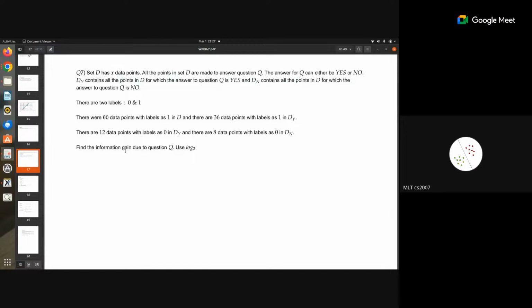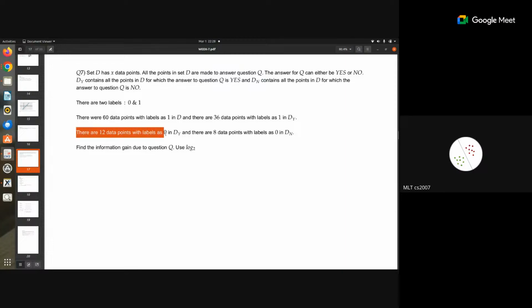Have you understood the question? How many data points in the data set have label 0? There are 60 with label 1 in the capital data set D. What about the label 0? X minus 60. Can you find out any information about it? From X, X minus 60 will be the label 0 count, right? Yes, that is correct. I don't know anything more about it, but can we infer about it?